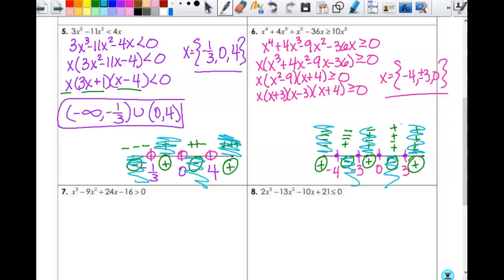All right, so I've got all that. Now, am I looking for the positives or the negatives? Positives, because it is greater than or equal to 0. So that means I'm going from negative infinity to -4. I never include infinity. Do I include 4? Yes, this time I do. Then the next positive goes from -3 to 0, and I'm including those. And then from 3 to infinity.